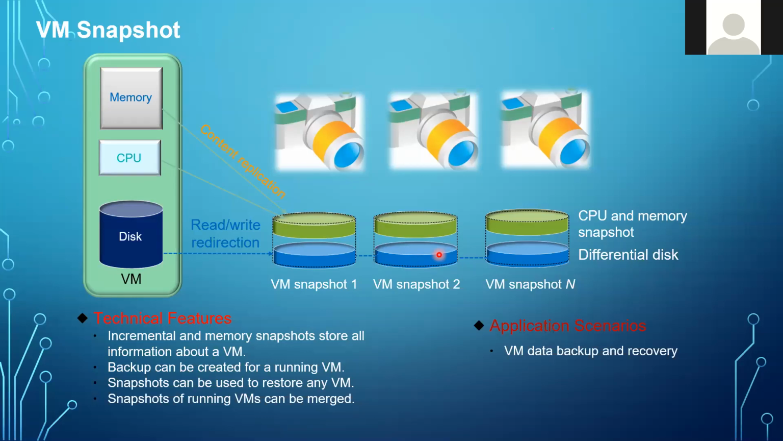A proper backup tool can take a backup, and the backup tool also takes a snapshot and then copies the disk to the repository. But it is recommended to have a backup tool for proper backup. Snapshot is not a proper backup tool. It is just for a temporary purpose. FusionSphere provides snapshot technology with memory and without memory as well.